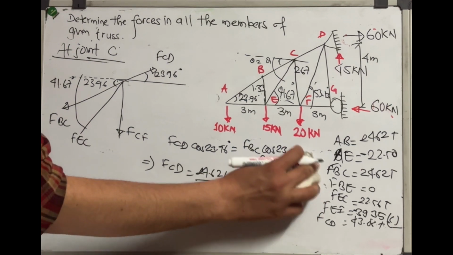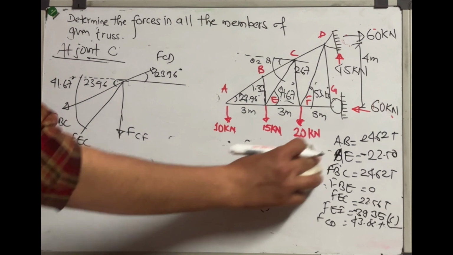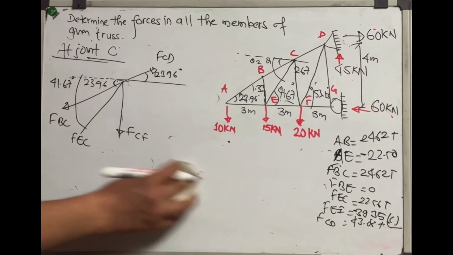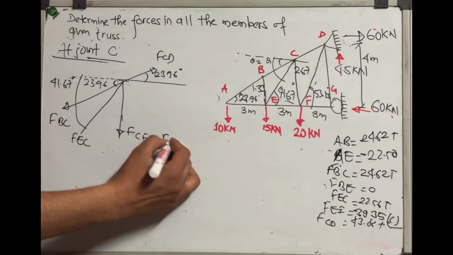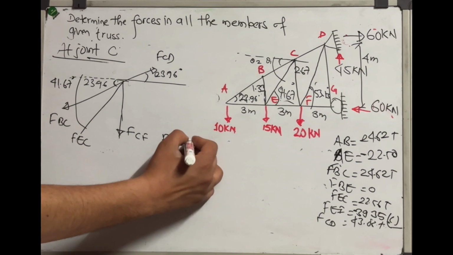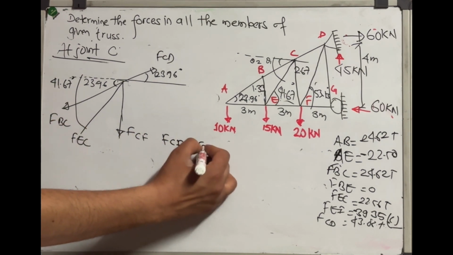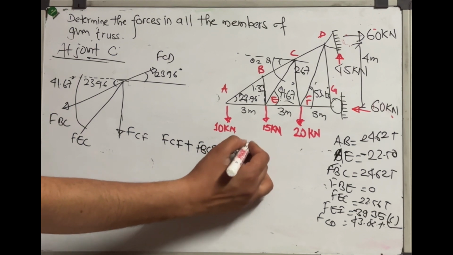Okay, so again you have to determine the CF force. How to determine the member force in CF? Take the summation of force in y direction equal to 0. Most of the forces are in downward direction. Why not take the downward direction as positive? So then this will be CF downward plus FBC downward sine 23.96 degree.